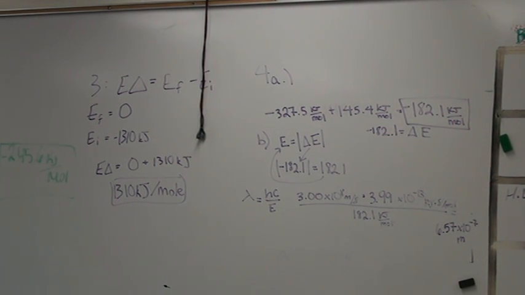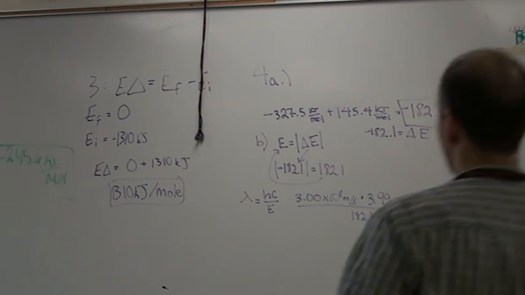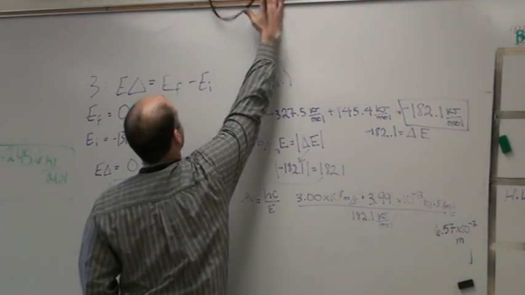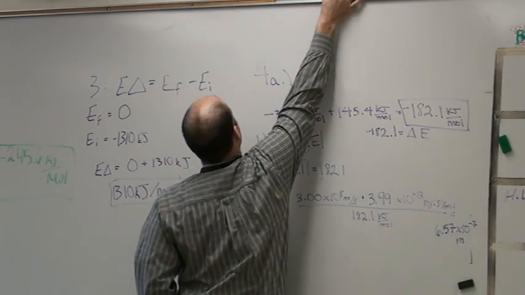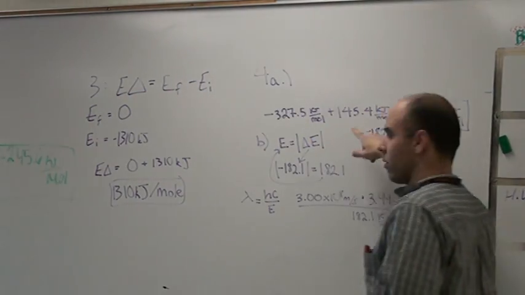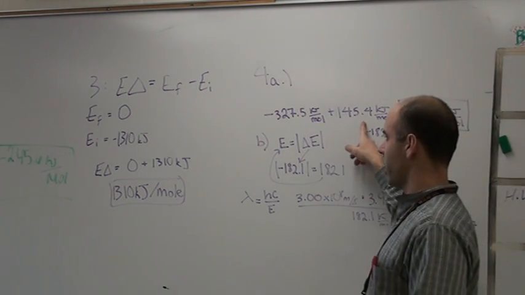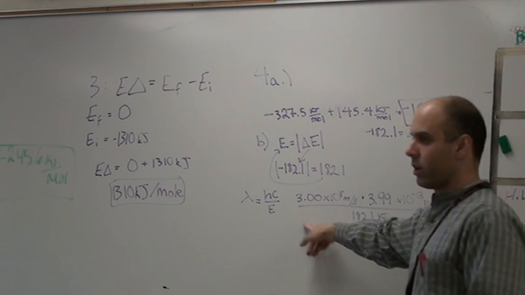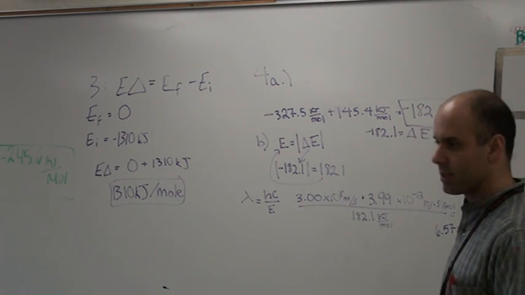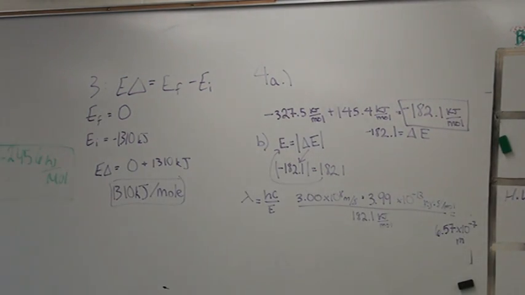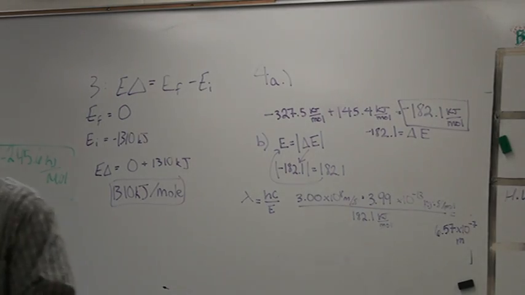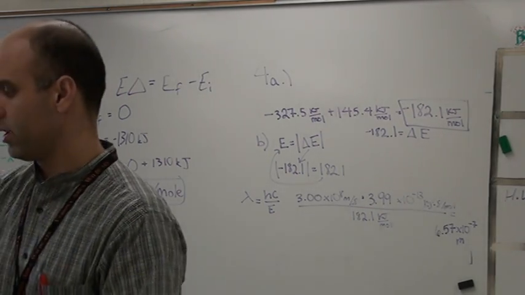Okay, so now with 4C, 4, 5, 6, and 7 all follow the same pattern. You calculate your change in energy, then you calculate your wavelength. And then for part C, they ask you to find the color. And that's where you go to your appendix I.